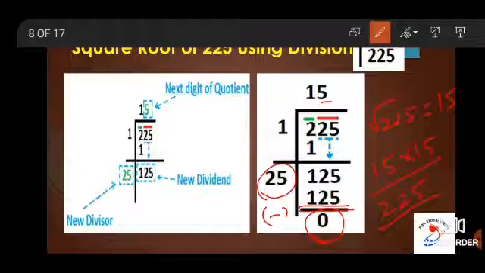So be very clear, children. Step number 1, you have to place the numbers according to bars. In one bar you can group 2 numbers. Accordingly you will place the bars. Next, for the first digit you have to find what is a possible number, and that number you have to write as the quotient.